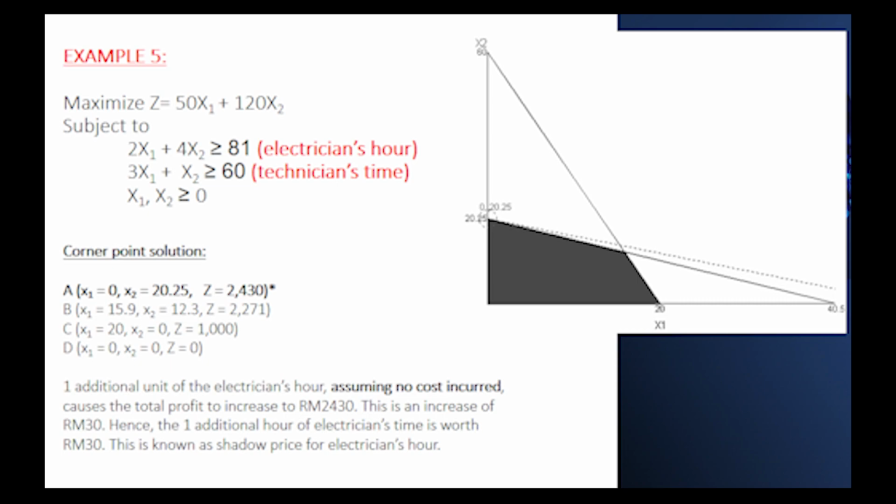It indicates that one additional unit of the electrician hour, assuming no cost incurred, causes the total profit to increase to RM2430. This is an increase of RM30. Hence, one additional hour of electrician time is worth RM30. This is known as the shadow price for electrician hours.